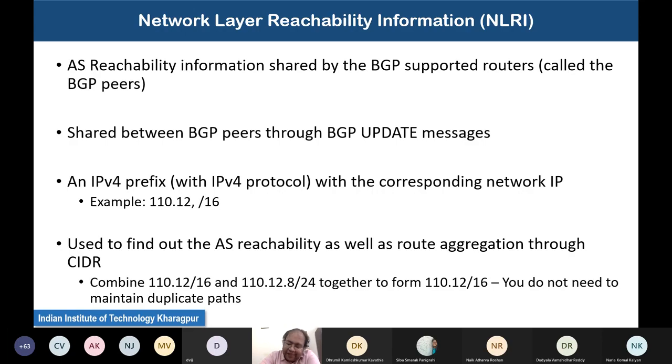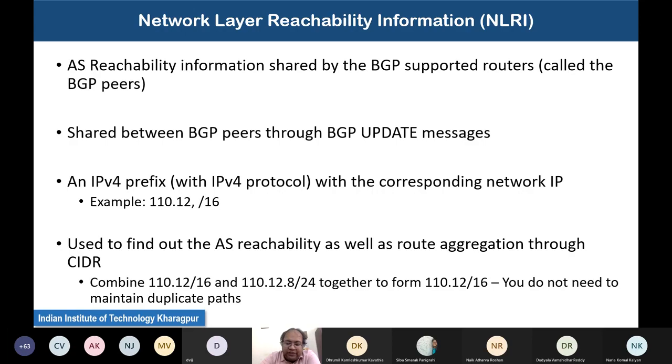Now this NLRI, or network layer reachability information, is shared between the BGP peers through BGP update messages. NLRI is nothing but an IPv4 prefix with the corresponding network IP. One such NLRI can be 110.12/16. You can see that this is a kind of network IP, a kind of subnet IP, that I am providing. It is used to find the AS reachability as well as route aggregation through CIDR.